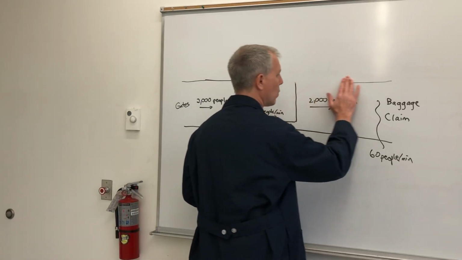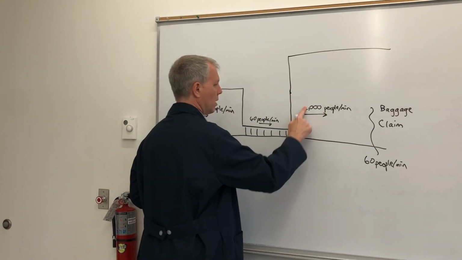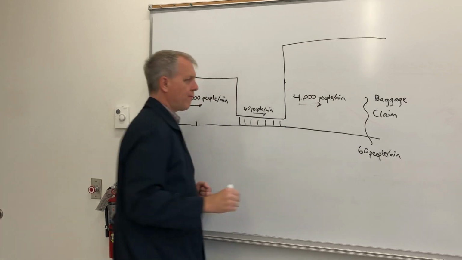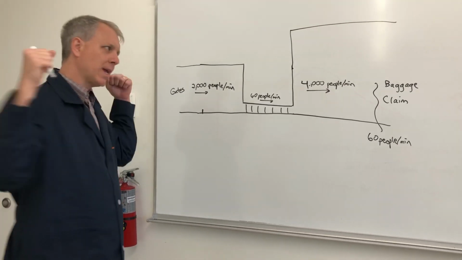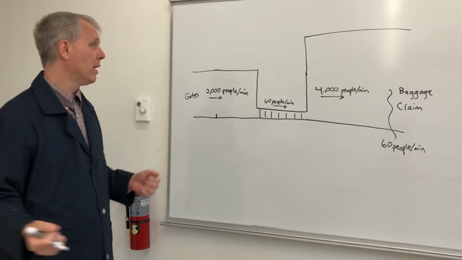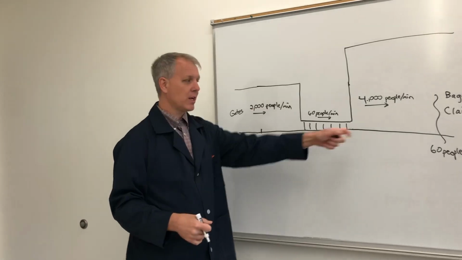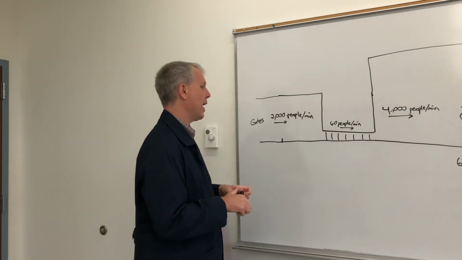We're gonna make this hallway wider. Now, this hallway can handle 4,000 people per minute. And so we're gonna get people to their bags faster. No, okay, right? Doesn't work that way. If we only have 60 people per minute coming off this escalator, we're still only going to get 60 people per minute to their bags.